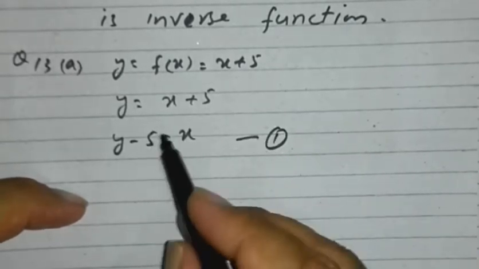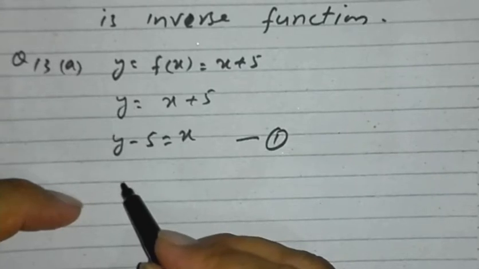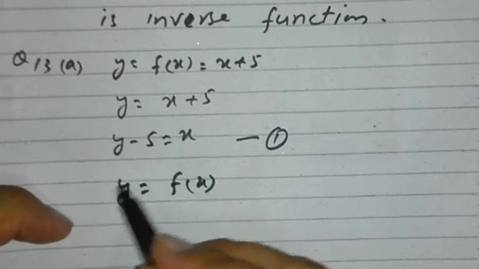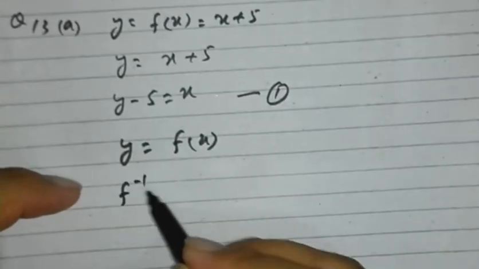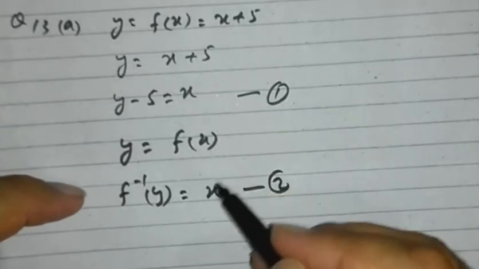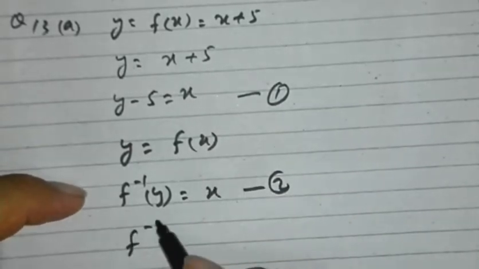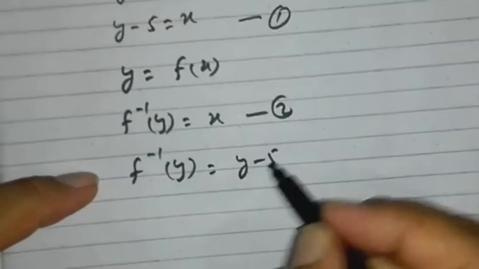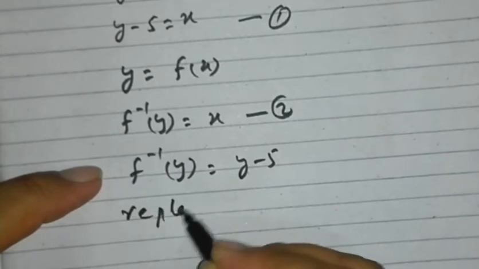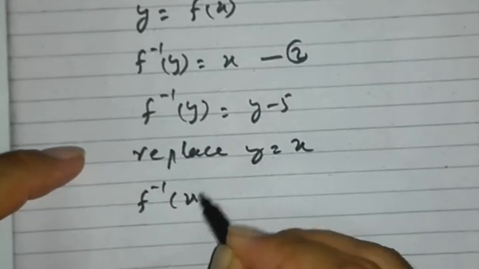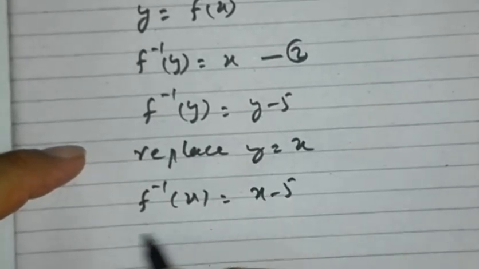This is equation 1. Also, we can write y equals f of x. Shift this f to the left side, so it will become f inverse of y equals x, equation 2. From 1 and 2, both are equal to x, so we can write f inverse of y equals y minus 5. Replace y with x, so we get f inverse of x equals x minus 5. This is the inverse of this function.